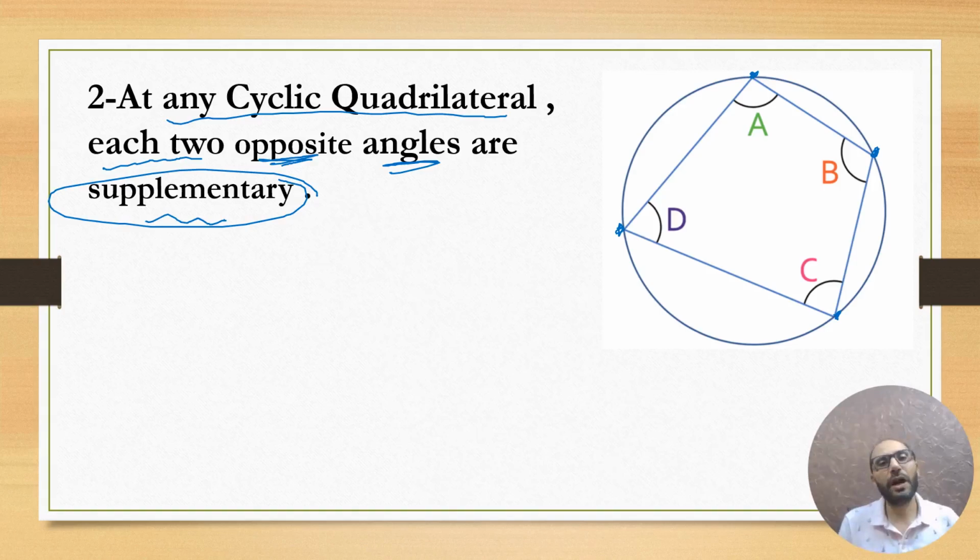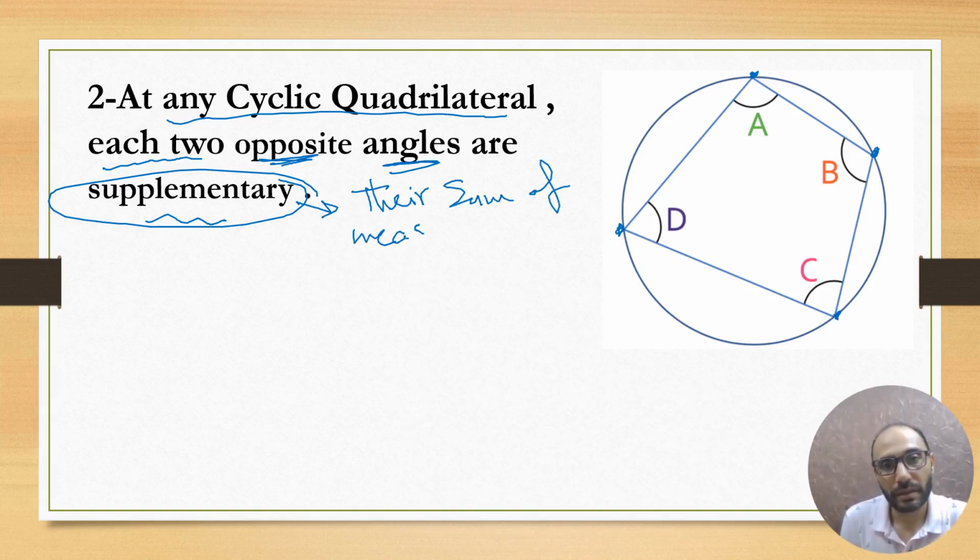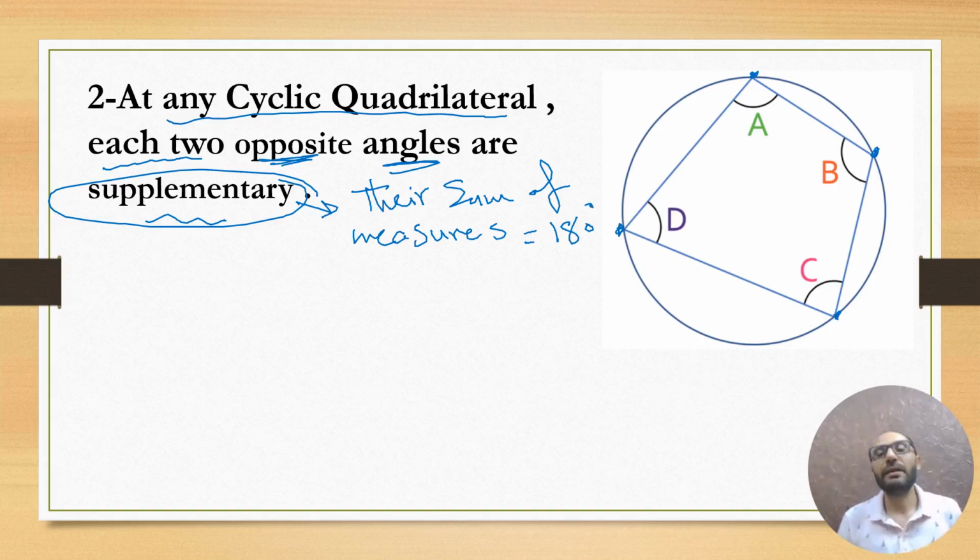Who can remember what the meaning of supplementary? Supplementary means their sum of measures... Yeah, excellent. Their sum of measures equals 180 degrees. So such angles are called supplementary angles. So if you find that the measure of angle A plus the measure of the opposite angle C equals 180 degrees, that means this is a cyclic quadrilateral and there must be a circle passing through its four vertices.